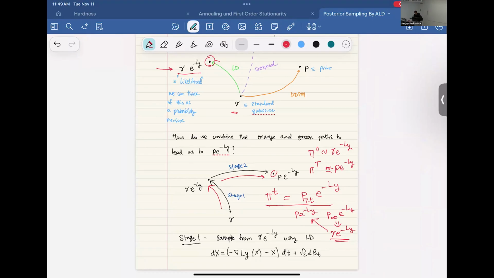Stage 2 is annealed Langevin dynamics. So I described a path, right? This is the path, pi t. And now we can just run annealed Langevin dynamics for this path.